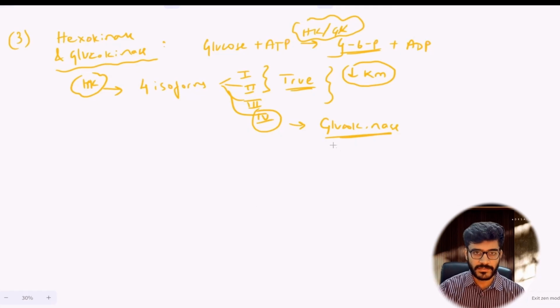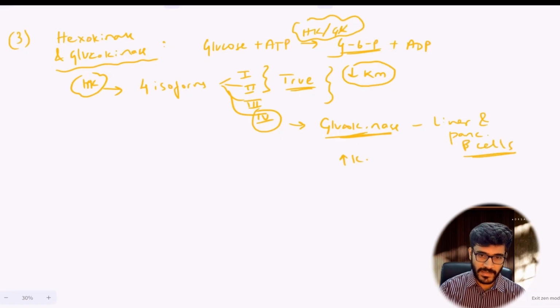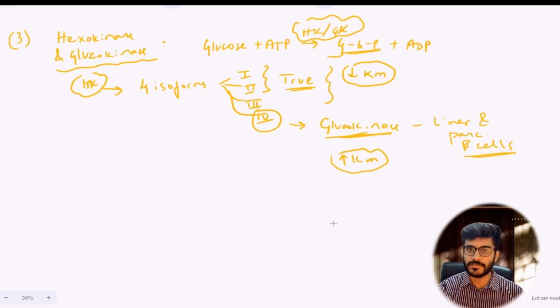Now, glucokinase is mainly present in the liver and pancreatic beta cells. It has a high Km value compared to the first three, which means it has lower affinity for glucose. And it only becomes significantly active when blood glucose levels are high. It's like a fine dining restaurant for glucose. Only opens when there's a flood of people waiting.